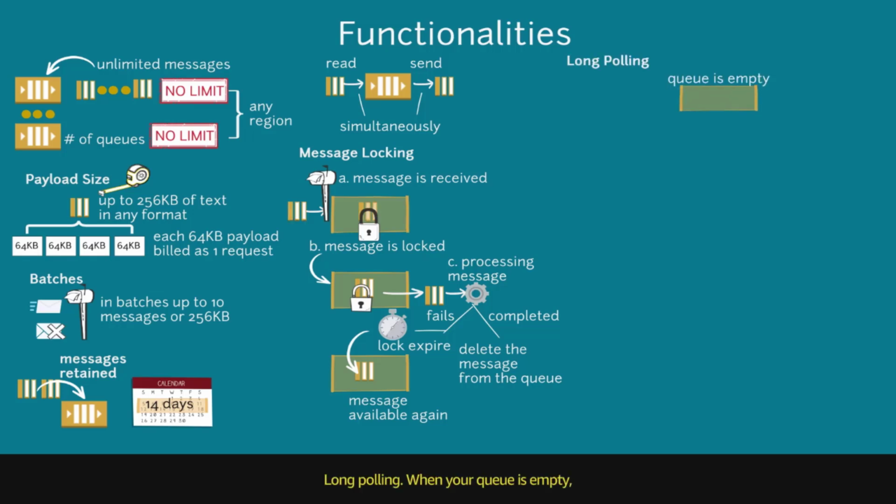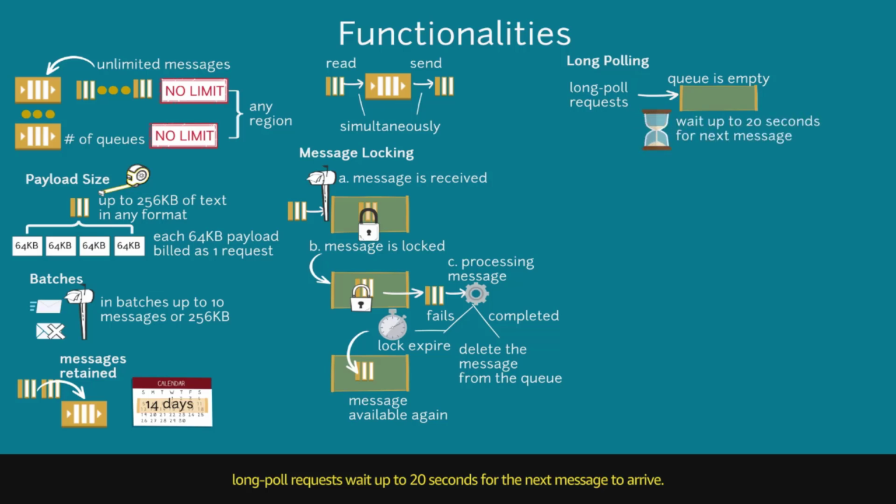Long polling. When your queue is empty, long poll requests wait up to 20 seconds for the next message to arrive. This reduces extraneous polling to minimize cost, while receiving new messages as quickly as possible.